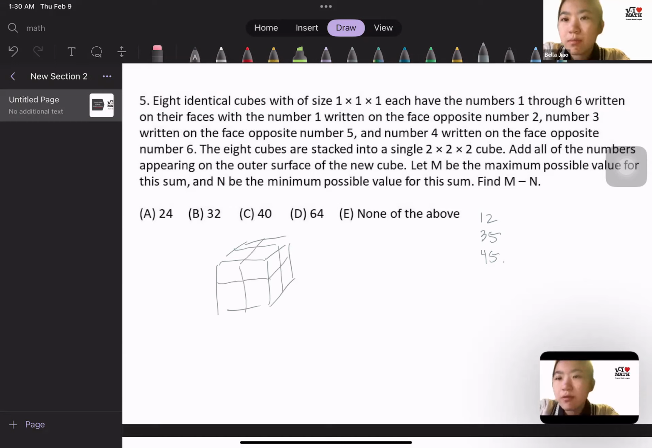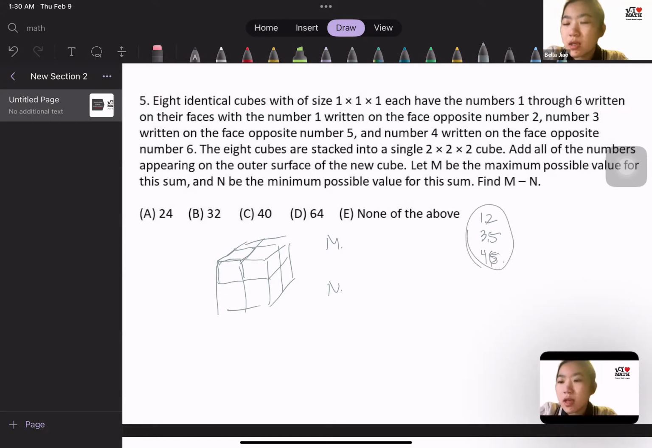Right, and all of the numbers appearing on the outer surface of the new cube will be added. So m is the maximum and then n is the minimum. Okay, each cube shows 3 faces. This means that, let's start with the maximum. We have to find the maximum sum that 3 faces can make. And we have to follow these rules too.